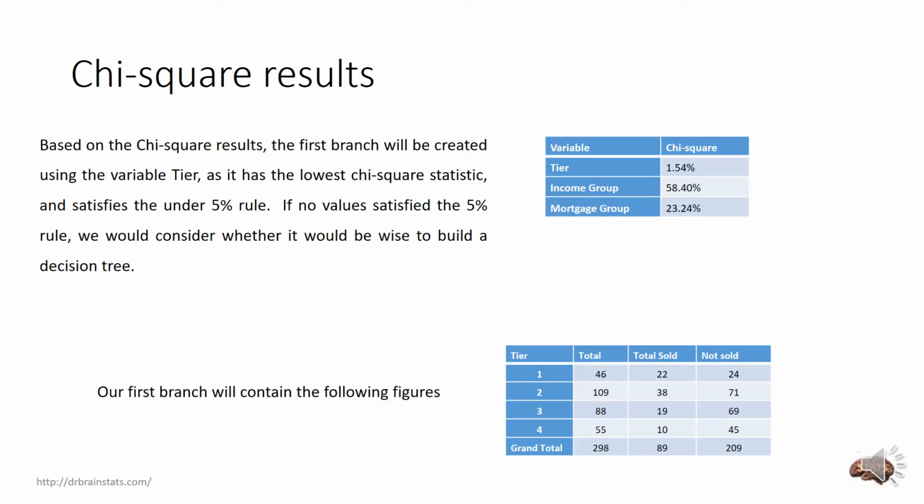And now we've got our chi-square results. Based on the chi-square results, the first branch to be created will be using the variable tier, as it has the lowest chi-square statistic and satisfies the under 5% rule. If no values satisfied the 5% rule, we would need to consider whether it would be wise to build a decision tree or not. So our first branch will contain the following figures. As you will see, there is a new variable created called not sold. This is simply total minus total sold.